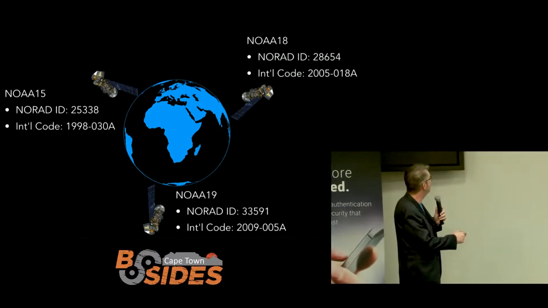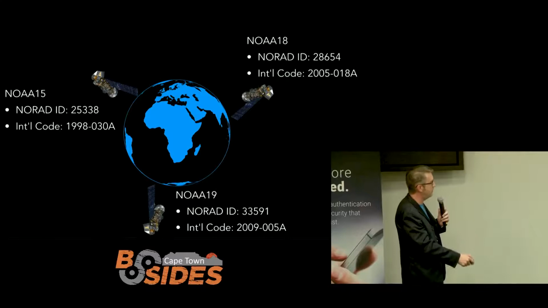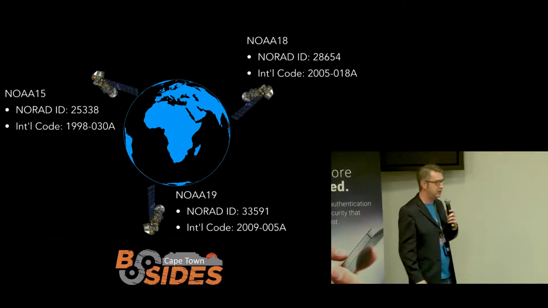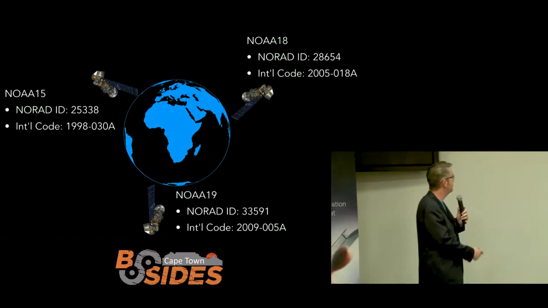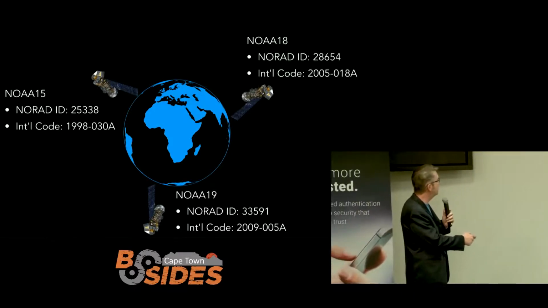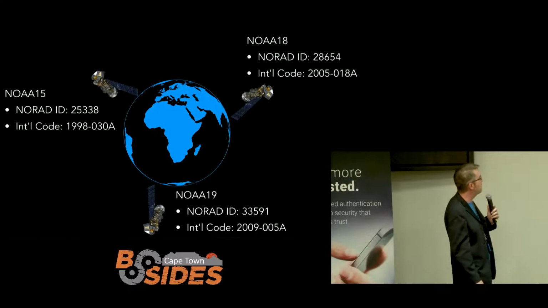So the US uses NORAD IDs to identify everything because you're interested in knowing what is a potential nuclear missile and what is not, and you can probably tell us more about that, while the rest of us use these international codes which tell us what date it was launched and some more information.